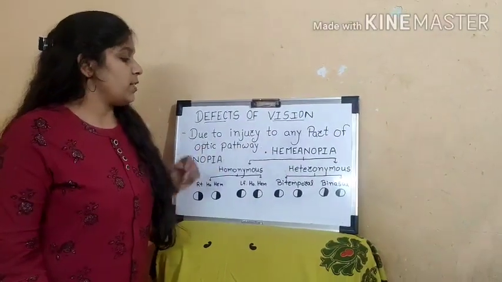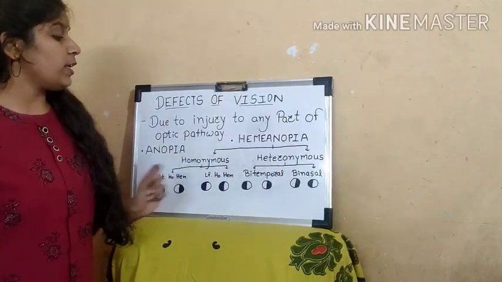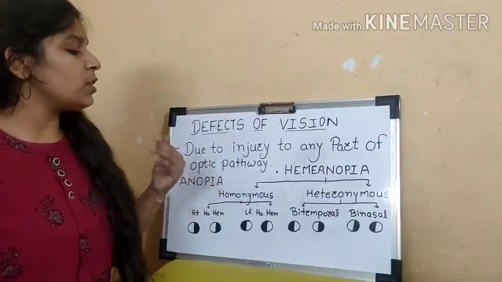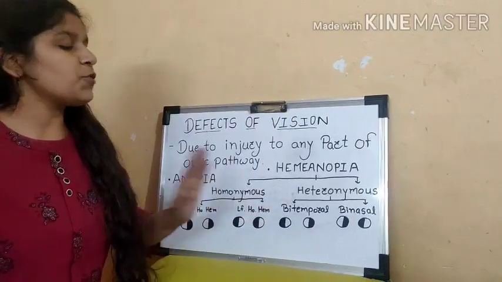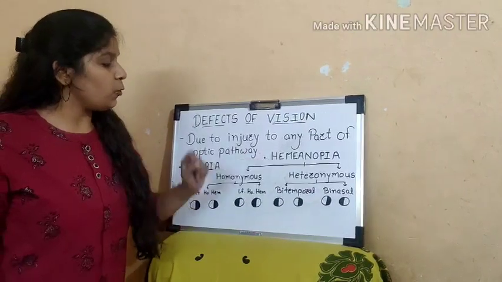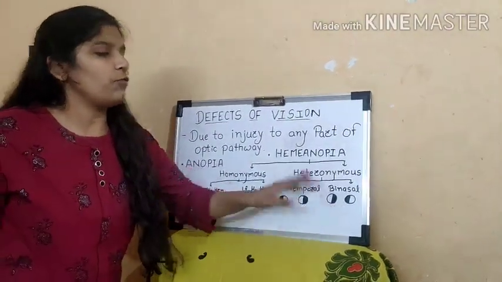Heteronymous hemianopia is again divided into two types: bitemporal and binasal. In the case of bitemporal heteronymous hemianopia, loss of vision is seen in the temporal fields of both the eyes, and in the case of binasal heteronymous hemianopia, loss of vision is seen in both the nasal fields of the eyes.